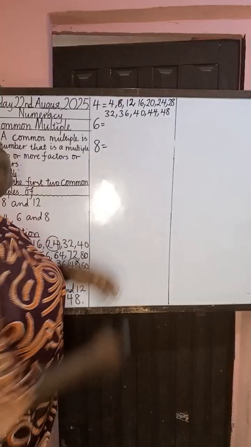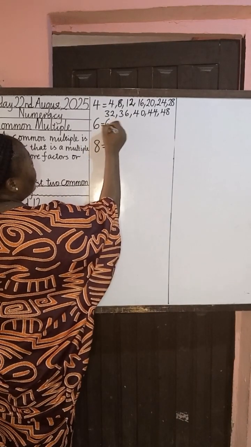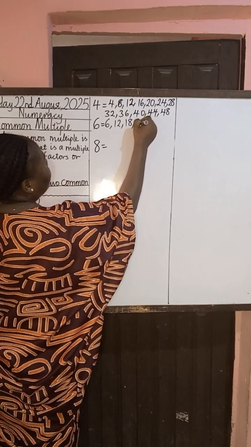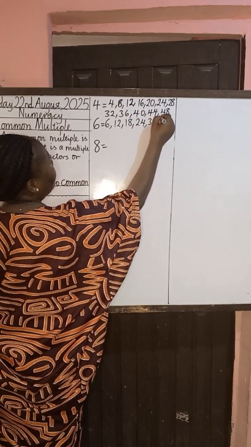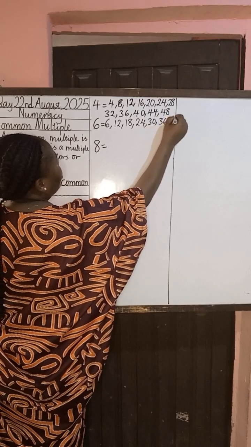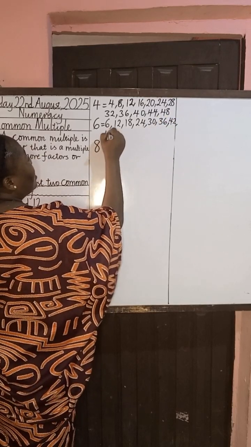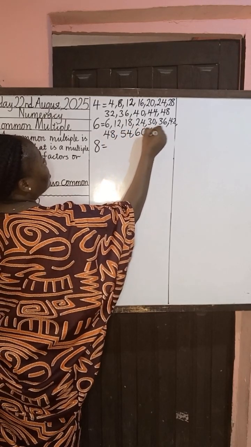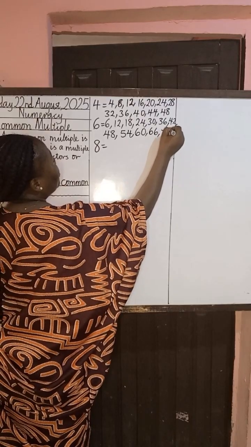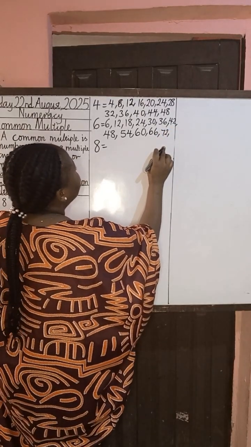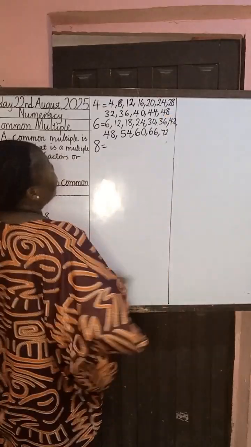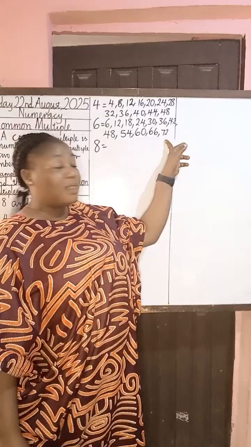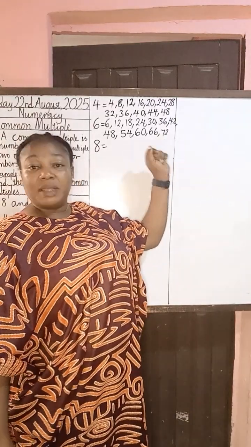So let's go. For 6, I have 6, 12, 18, 24, 30, 36, 42, 48, 54, 60, 66, and 72. I'm stopping there because I stopped at 4 times 12 for the first, so I also want to stop at 6 times 12.